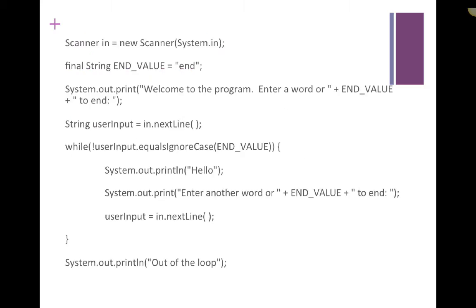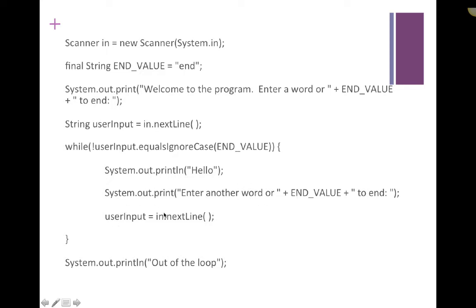I use a scanner and I set an end value variable to a string called end. And I say, welcome to the program, enter a word or the end value, which is end, to end the program, so that my user knows what the magic word is that they have to type to get out of the program. I capture that, and then I check to see if the value is not what the user put in there. Then I'm going to print out hello, tell them to enter another word or the end value, and then prompt for that new value.